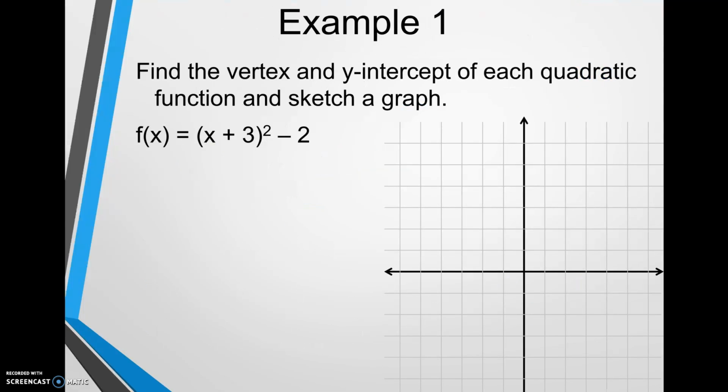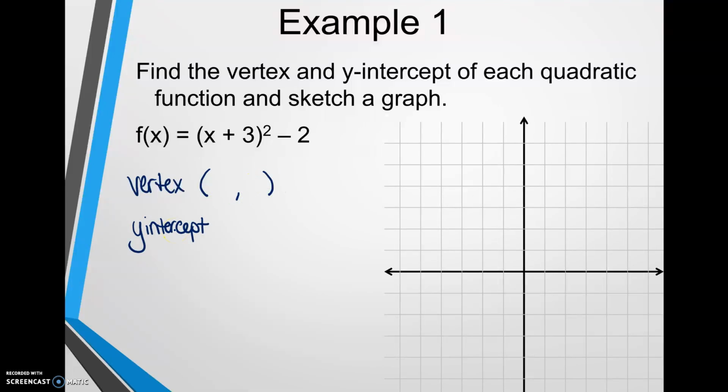So in example 1, they want us to find the vertex, find the y-intercept, and then graph the parabola. On your assignment today, regardless of what the directions tell you, I want you to do exactly what it says here in example 1. Find the vertex, find the y-intercept, and graph it. This one is in vertex form, so we can pick out the vertex really easily. Anyone want to give it a try?